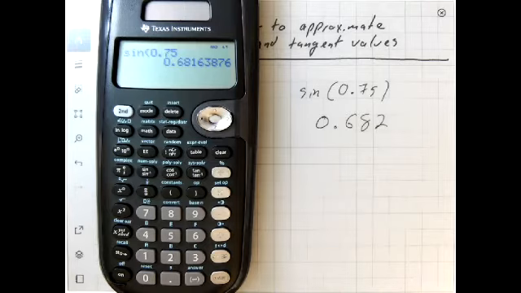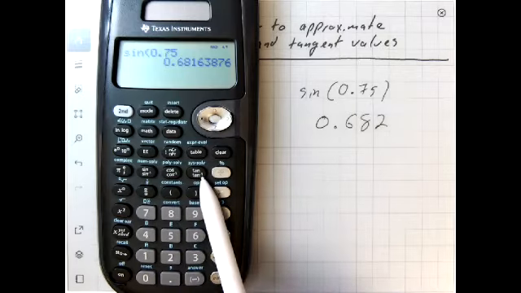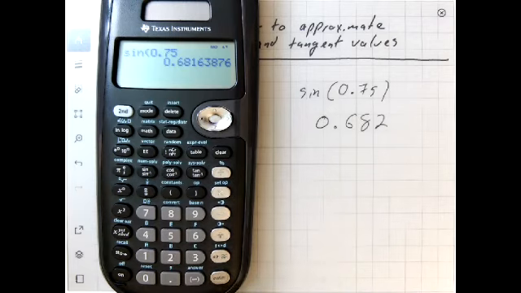Right, so most calculators have buttons for sine, cosine, and tangent built into them. On this particular calculator, they're showing up kind of pretty immediately. Some calculators have them buried a little bit in menus.